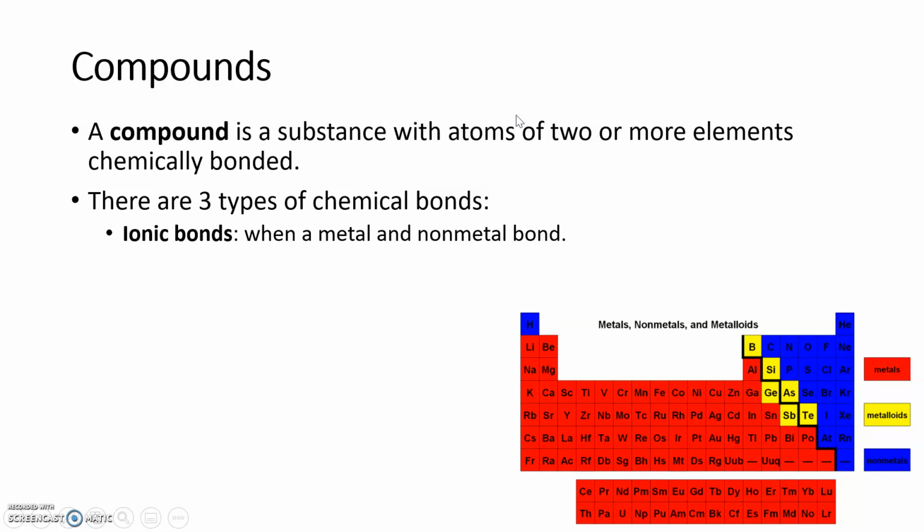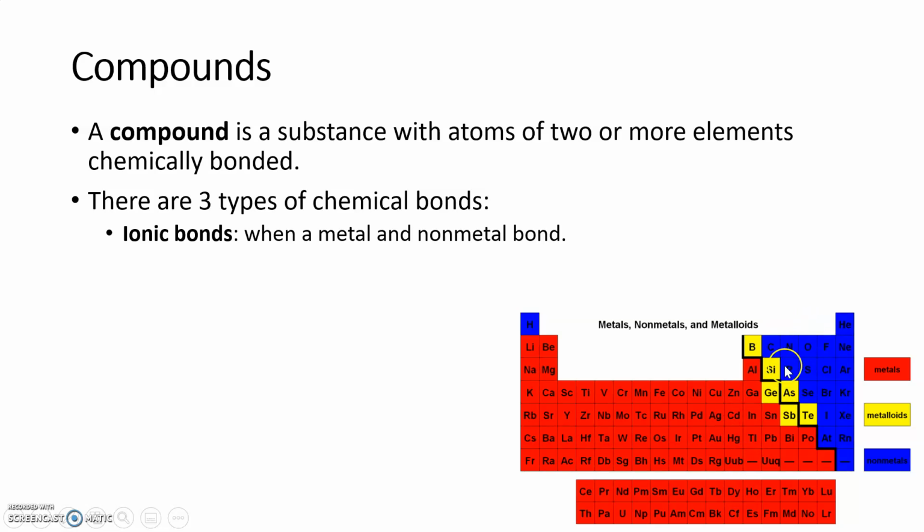So there's three types of chemical bonds: ionic bonds, and this is when a metal bonds with a nonmetal. So remember this from the previous chapter. Metals are on the left of the stair-step line. They're shown here in red. They're most of the elements on the periodic table. And if you're working with anybody on the left of the stair-step line, you're working with a metal.